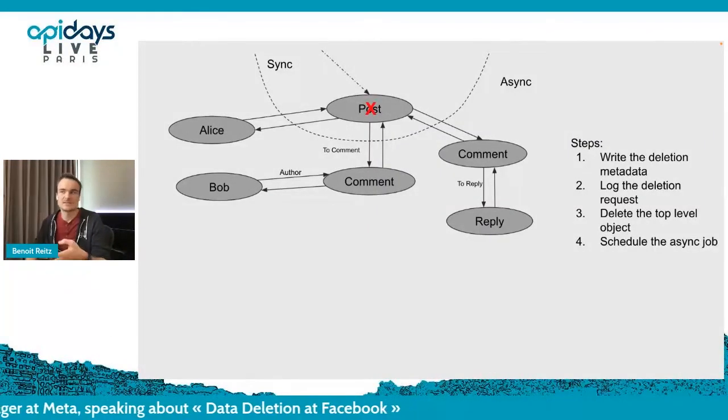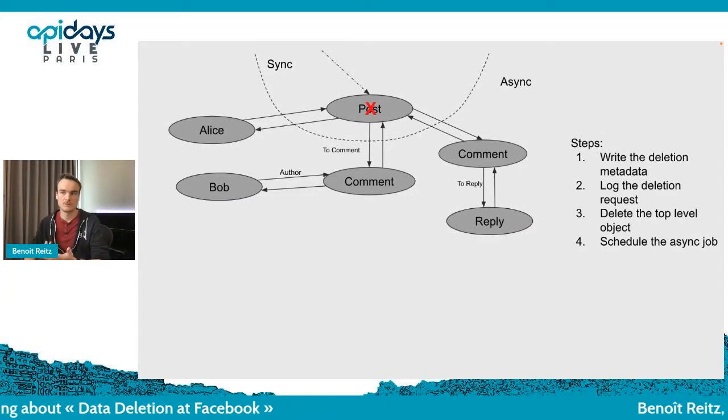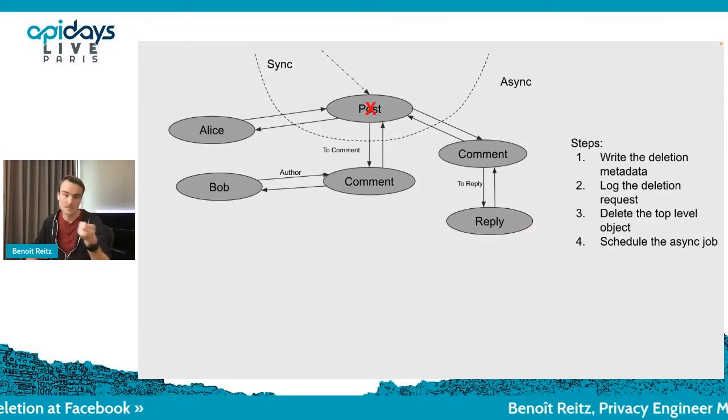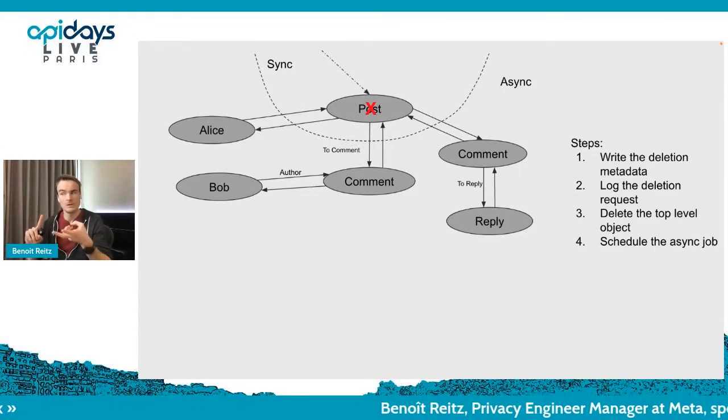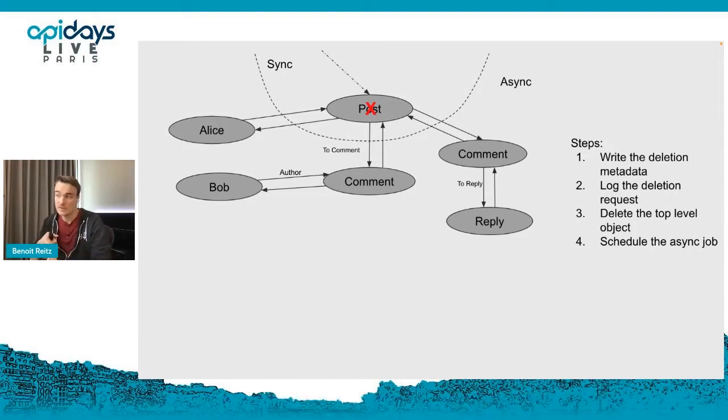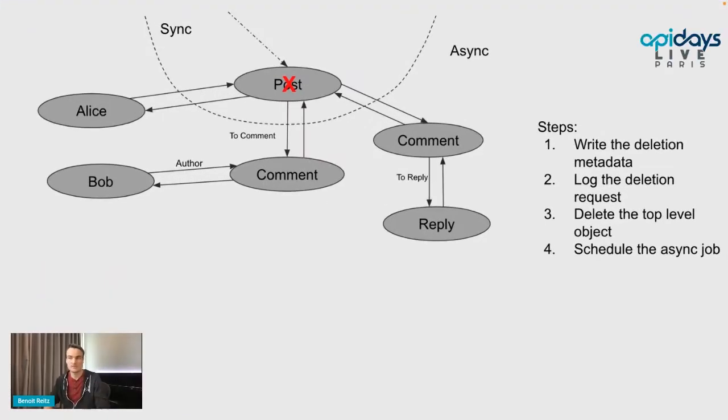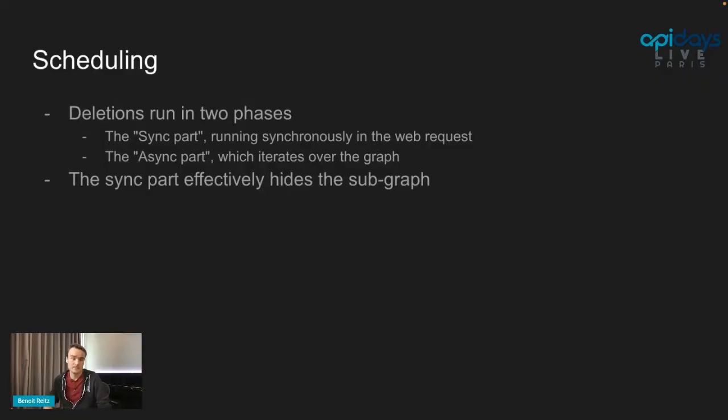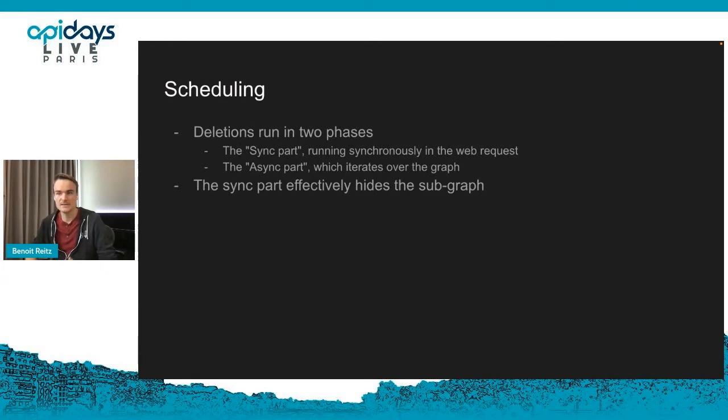And in most cases, the sync part is just going to be responsible for deleting the top level object. To do this, you just need to write the metadata, log the deletion request, delete the top level object, and then schedule the async job to delete the rest later. And that's how we guarantee that we can accept the deletion request and spend as little time as possible so that it's not interrupting users. And the sync part is responsible for hiding the subgraph.